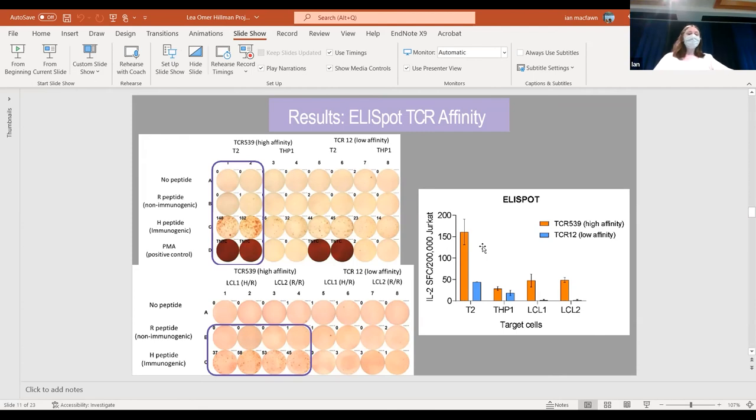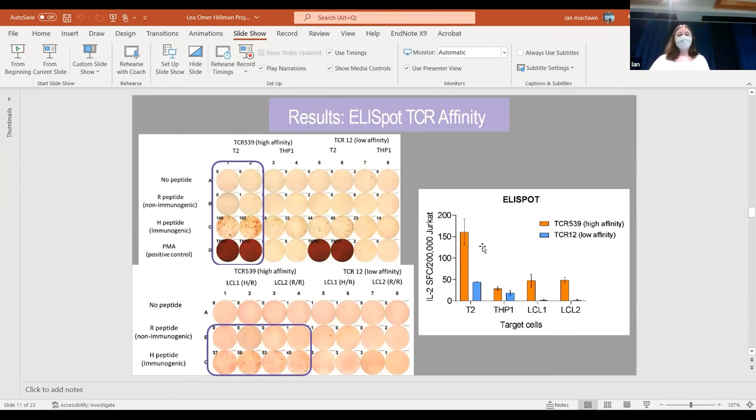And then T2 and THP1, again, are the leukemia cell lines that we're using as targets here. And then LCL1 and LCL2 are also leukemia target cell lines. And if you look at that, the first four wells have a higher reaction than the other four wells in the last third row of the second picture, meaning that TCR 539 has a higher affinity than TCR 12.